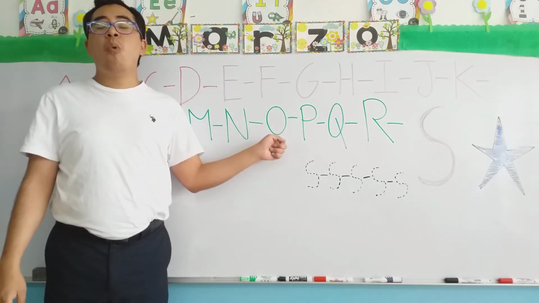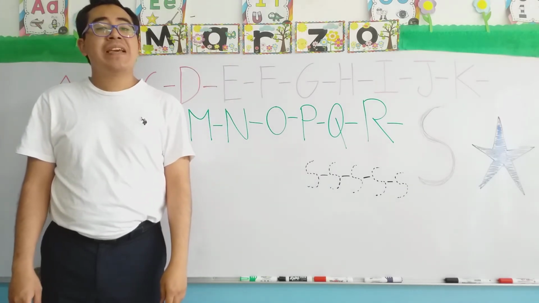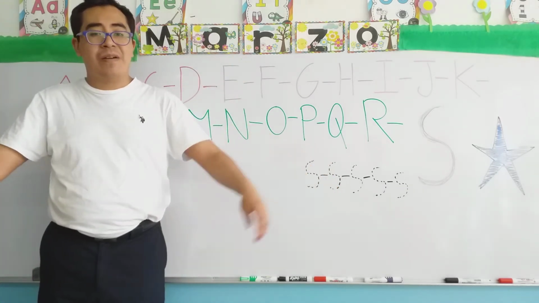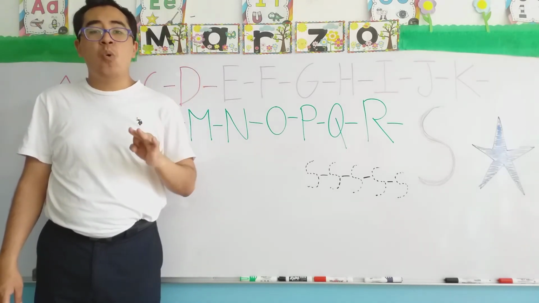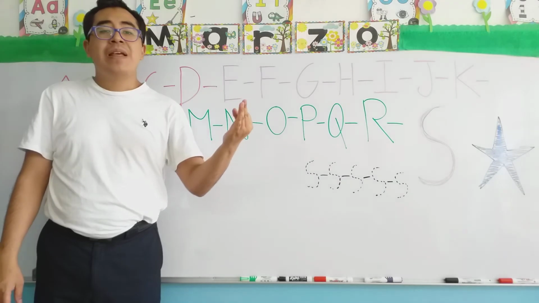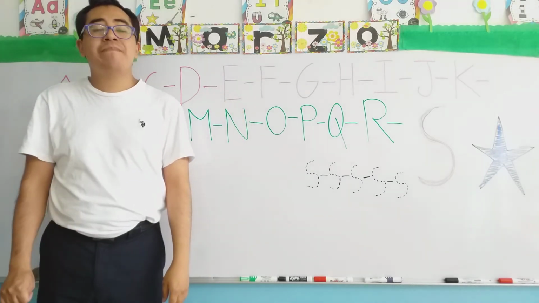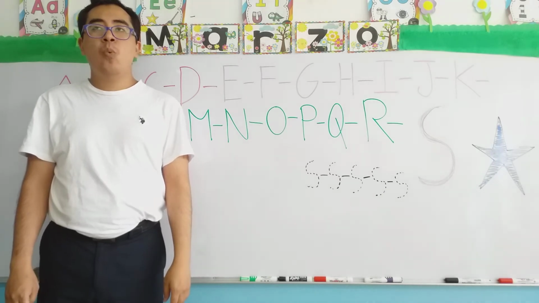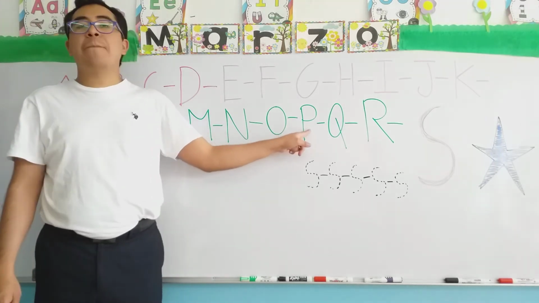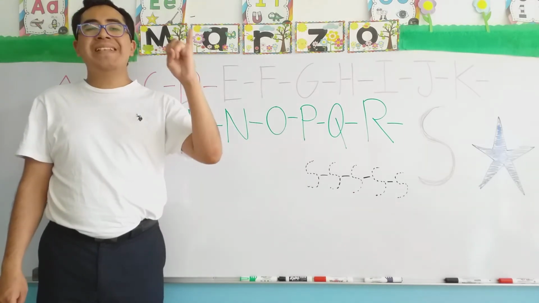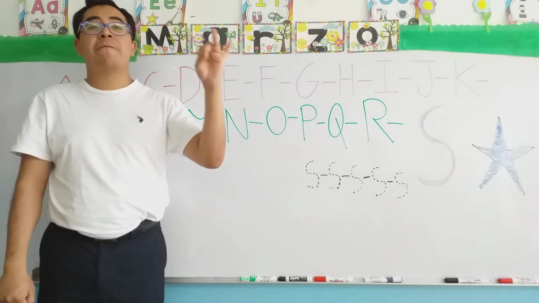Capital O, we have octopus, an animal of the sea that has 8 arms. We have orange. We have owl. Remember the owl, the animal that belongs to the birds and appears at night, make noises as owl, búho.